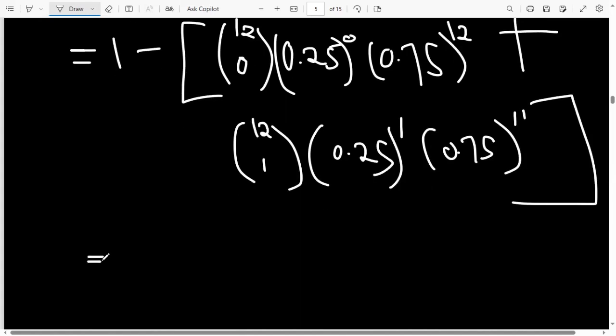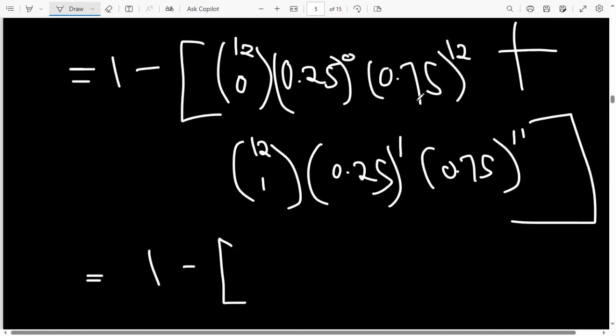So this will be equal to 1 minus. Okay, so you get your calculator and then you just punch this. I'm sure you know how to punch the combination. So you say 12 combine 0 multiplied by 0.25 to the power 0 multiplied by 0.75 to the power 12, and then plus 12 combine 1 multiplied by 0.25 to the power 1 multiplied by 0.75 to the power 11. Okay, so what do I get there? Answer.